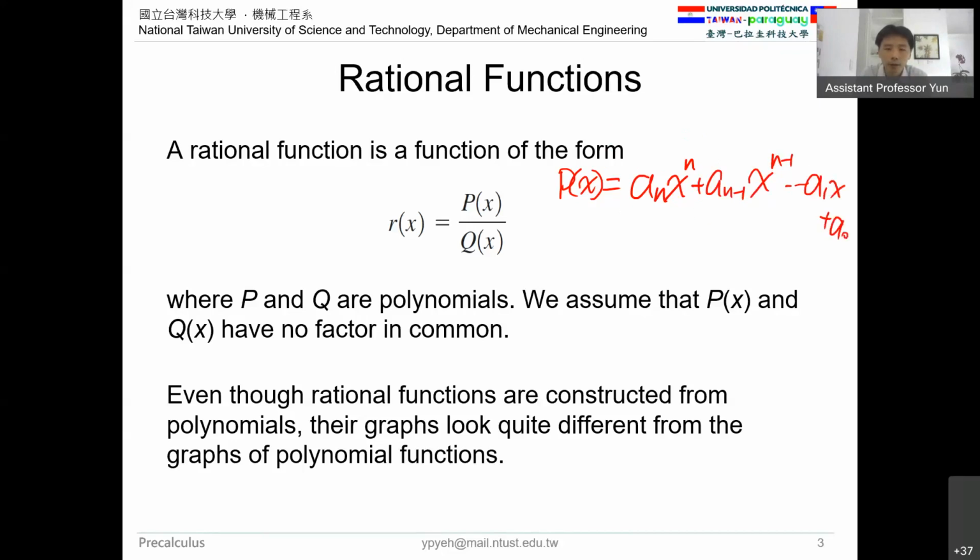If you still remember that definition of the polynomial functions, they have some characteristics. For example, they will have the leading term, the coefficients with the independent variables, and also the constant term here.